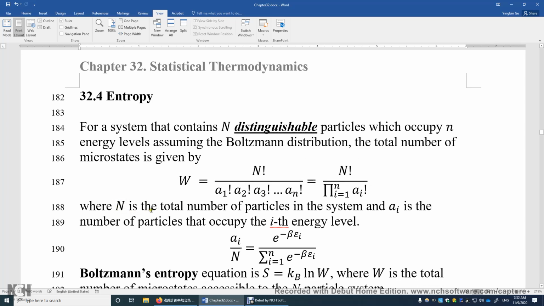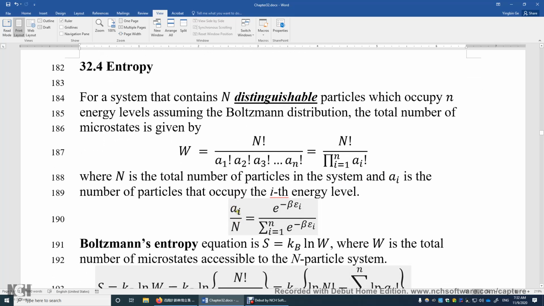Again, the uppercase N is the number of particles, and A1, A2, A3 are the number of particles that occupy the first, second, and third energy levels. So this A sub i over N is also the probability of finding a particle that occupies the ith energy level. And A_i over N is equal to e to the power of negative beta epsilon_i divided by the sum of e to the power of negative beta epsilon_i. Beta is the reciprocal of k_B T.